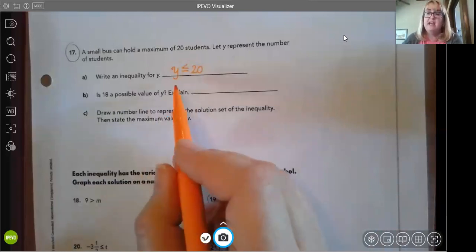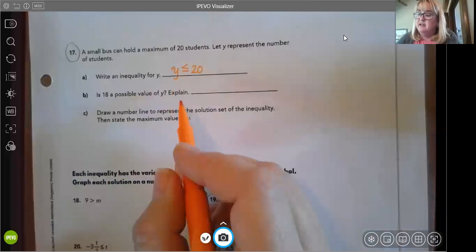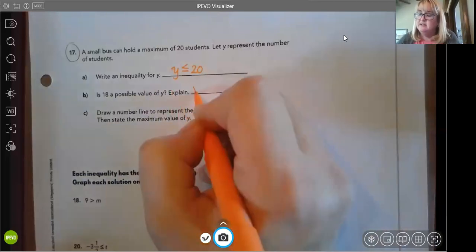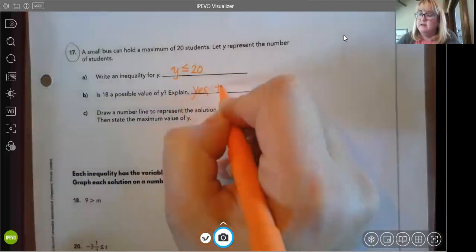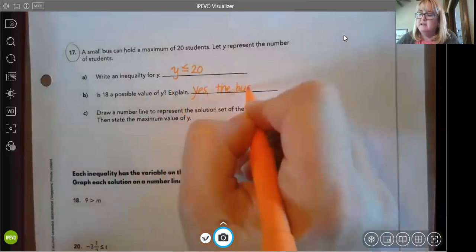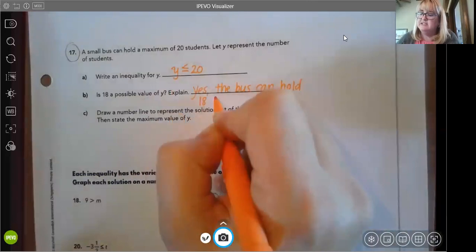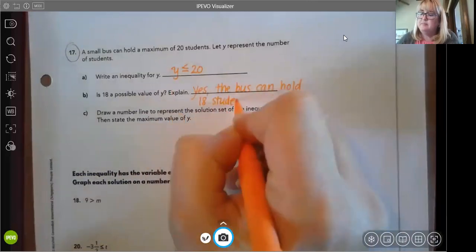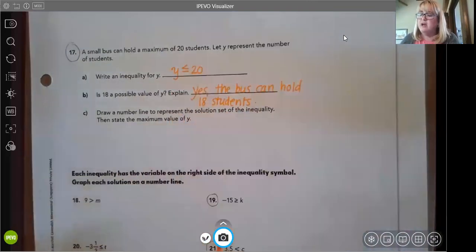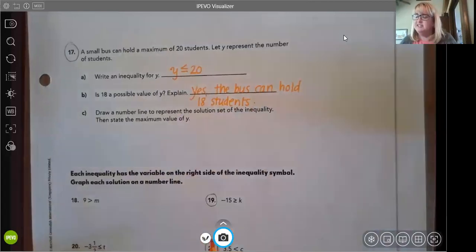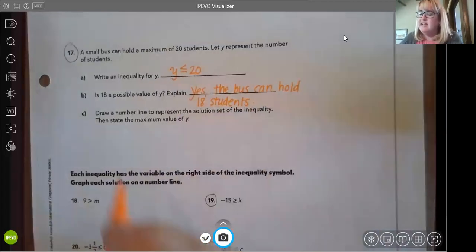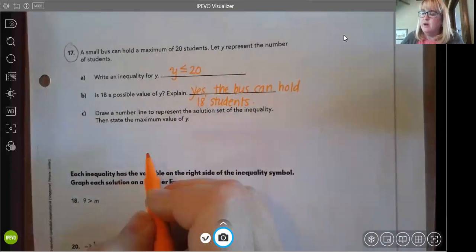Is 18 a possible value for y? Well, can the bus hold 18 students? And the answer is yes. The bus can hold 18 students. Draw a number line to represent the solution set of the inequality. Then state the maximum value of y.